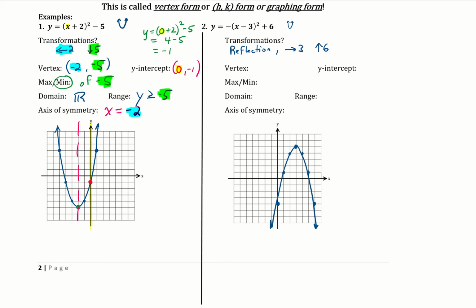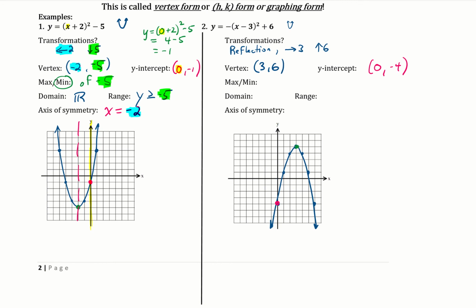So the graph looks like this. The vertex was right 3, up 6. So that's going to be 3, 6. The y-intercept is this point right here, which is 0, and we went down 1, 2, 3, 4, so -4 from the origin. All right, minimum, maximum.